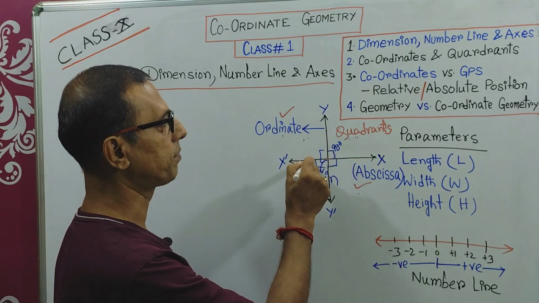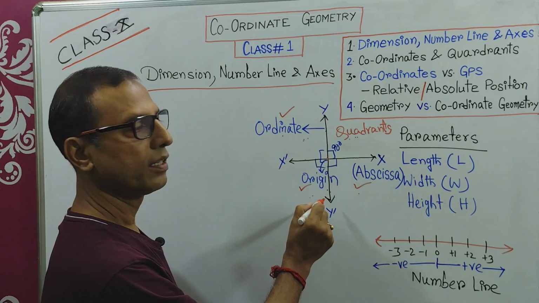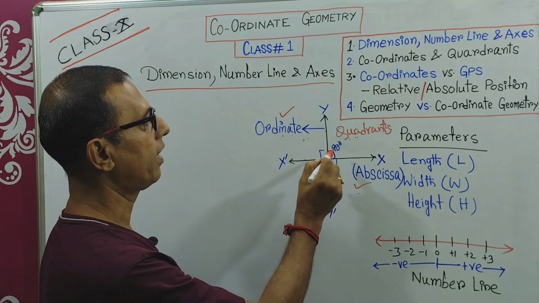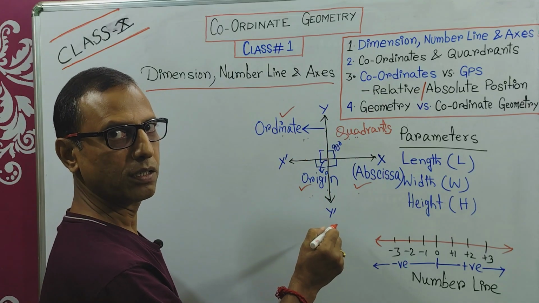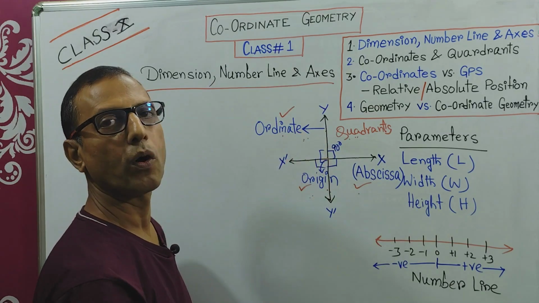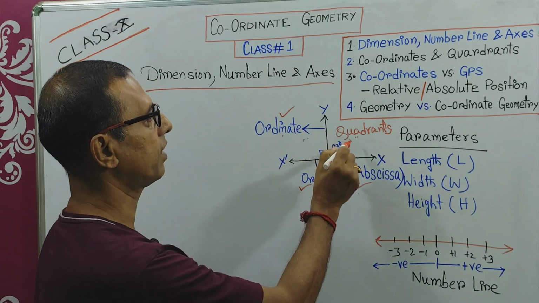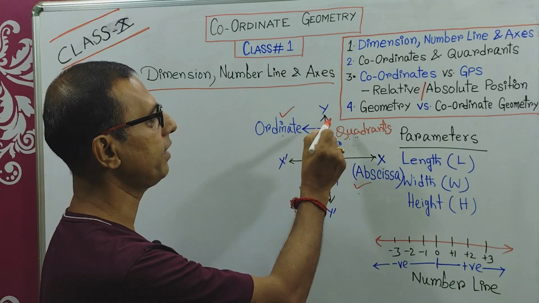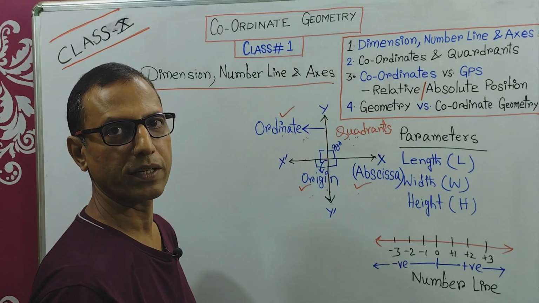So positive ordinate, positive abscissa, negative abscissa, and it divides the entire plane into four segments. Each segment is called a quadrant. So there are four quadrants. It divides the entire plane into four quadrants. Okay.